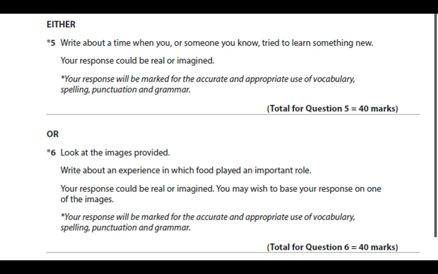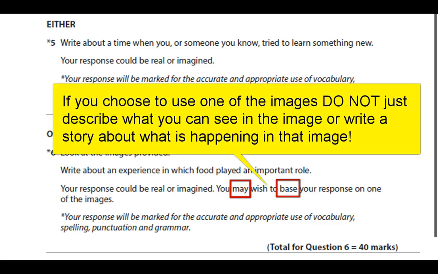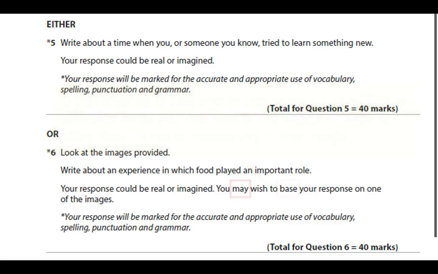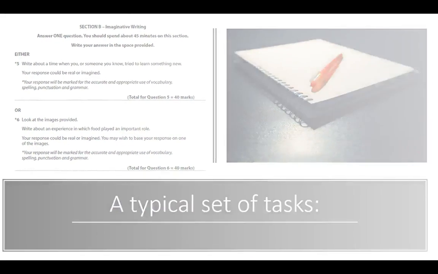Again, it tells you that your response can be real or it can be imagined, and that you may, so you don't have to, but you may wish to base your response on one of the images. And basing it on one of the images means using maybe a detail or an idea that the image suggests to you to get you into the piece of writing that you're going to do, rather than just describing what's in that image. So they're very typical tasks. You can see the link to the 19th century text. Let's go on now and identify the key words in these tasks.